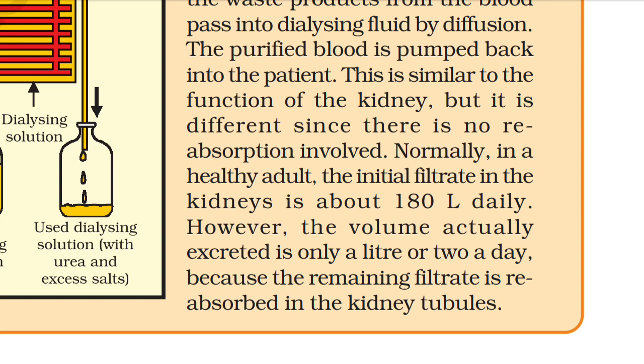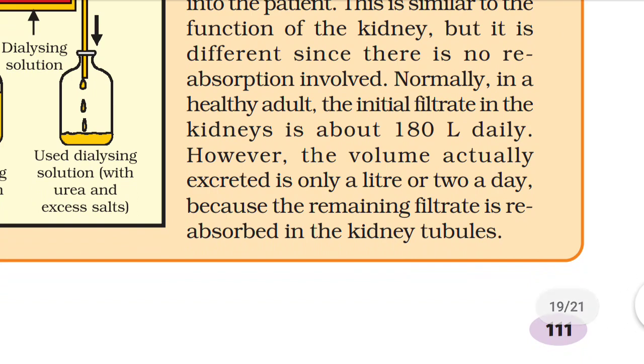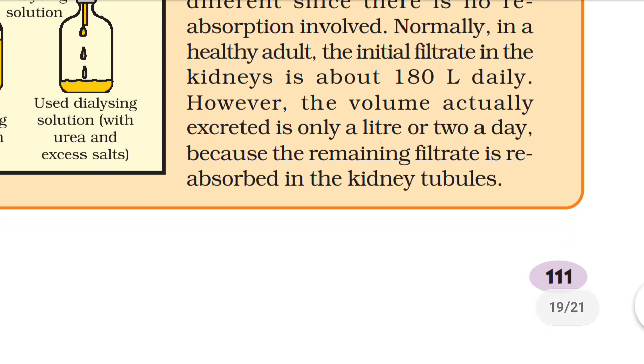There can be a question, a 1 mark question I think. So the question can be, how is the artificial kidney different from our natural kidneys? So this is the answer to it: it is different since there is no reabsorption involved. Normally, in a healthy adult, the initial filtrate in the kidneys is about 180 liters daily. However, the volume actually excreted is only a liter or 2 a day, because the remaining filtrate is reabsorbed in the kidney tubules.